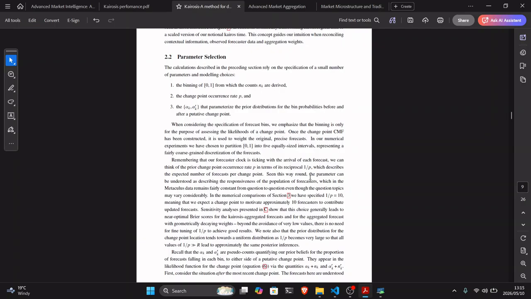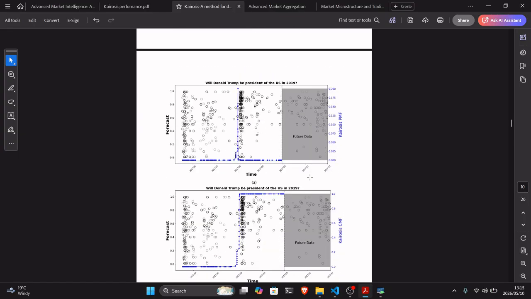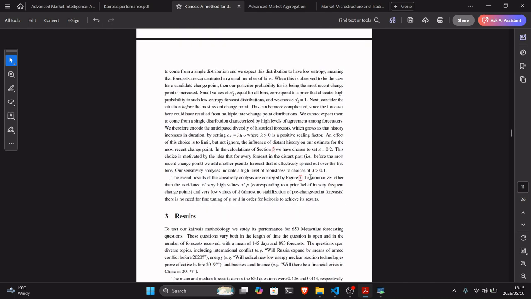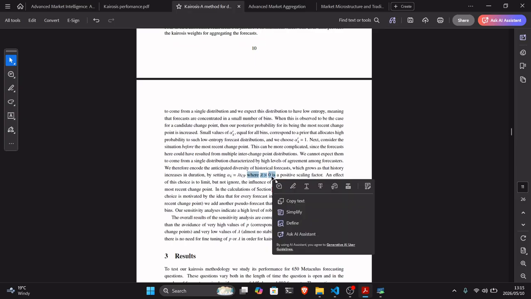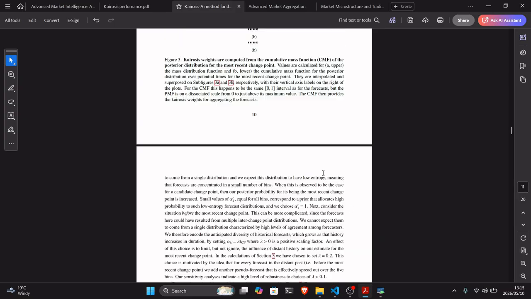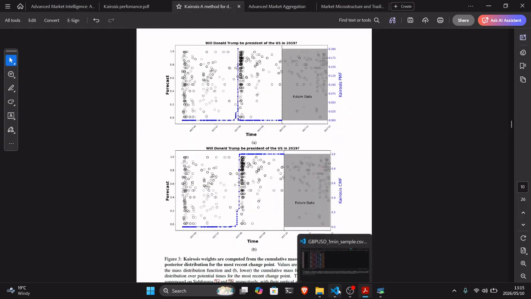Now, looking at the necessary parameters that we have to understand, if you want to read this paper, I suggest you do. These are very powerful ideas. We see that alpha_k equals lambda times T_cp, where lambda is greater than 0, a positive scaling factor. Now that we've gotten all the necessary variables out of the way, let's get into the code.